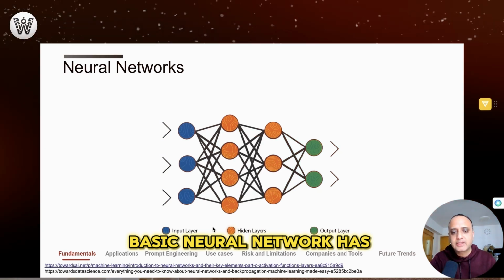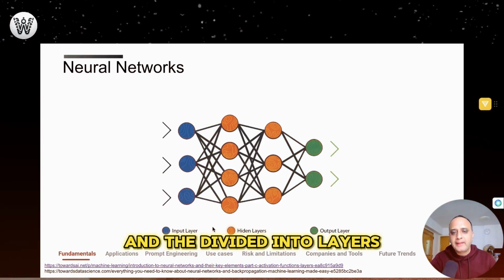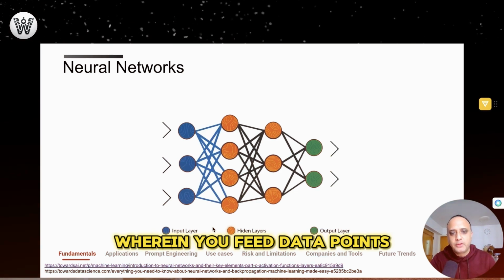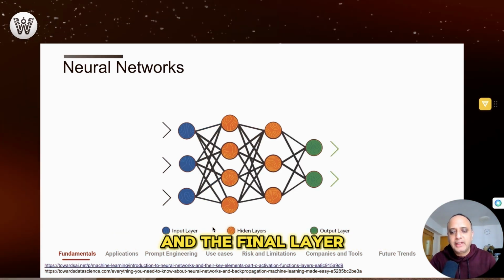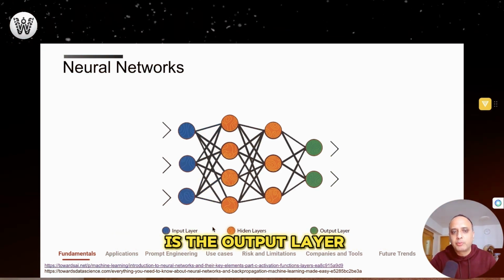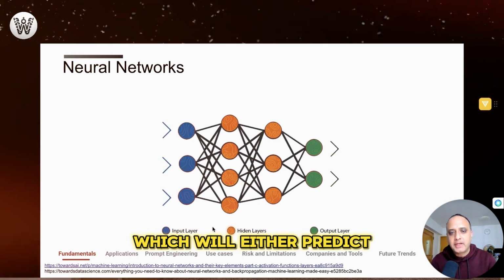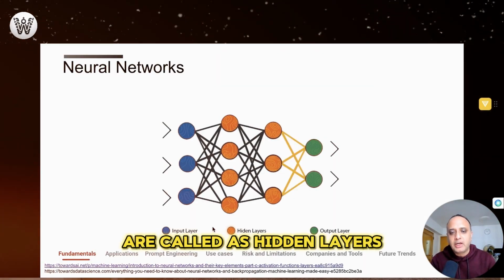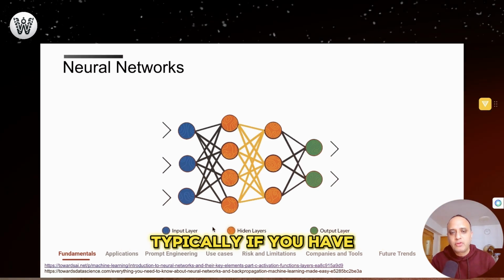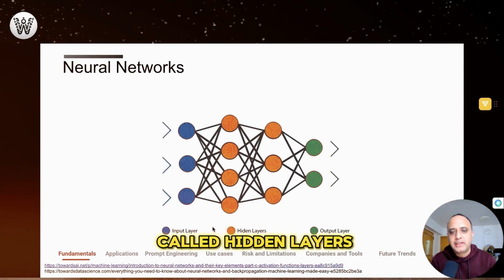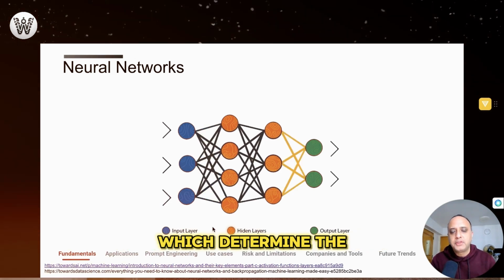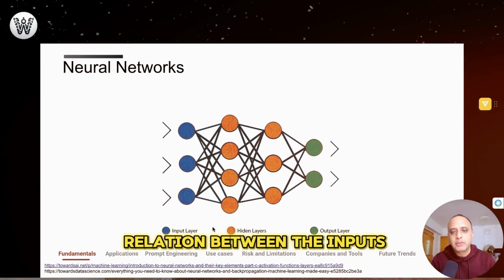A basic neural network has these nodes or neurons, and they're divided into layers. The first layer typically is the input layer, wherein you feed data points, and the final layer, depicted in green, is the output layer, which will either predict, classify, or come up with a list of probabilities. All the layers in between are called hidden layers. Typically, if you have more than one layer, then these are called hidden layers. And these layers are nothing but mathematical functions which determine the relation between the inputs and the outputs.